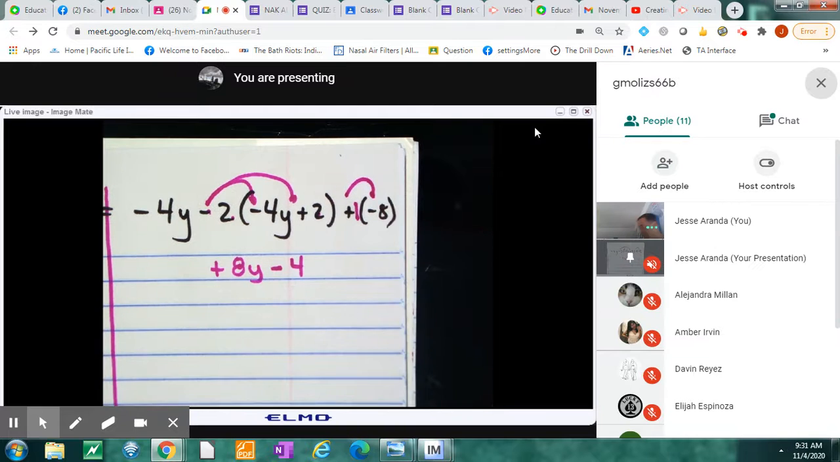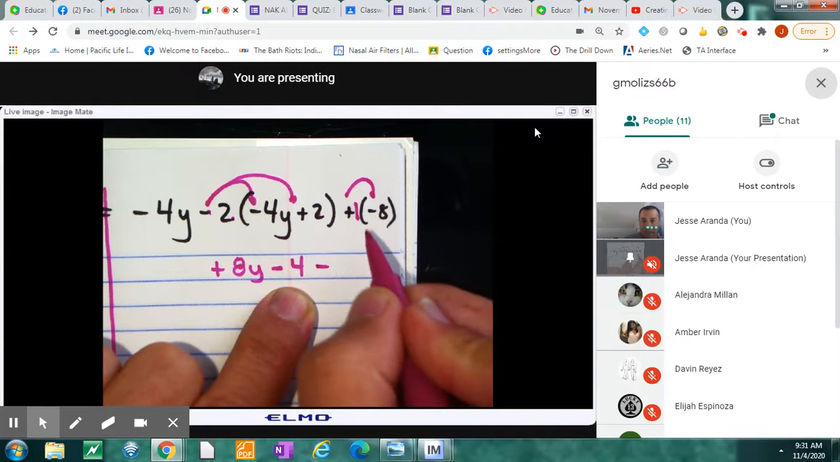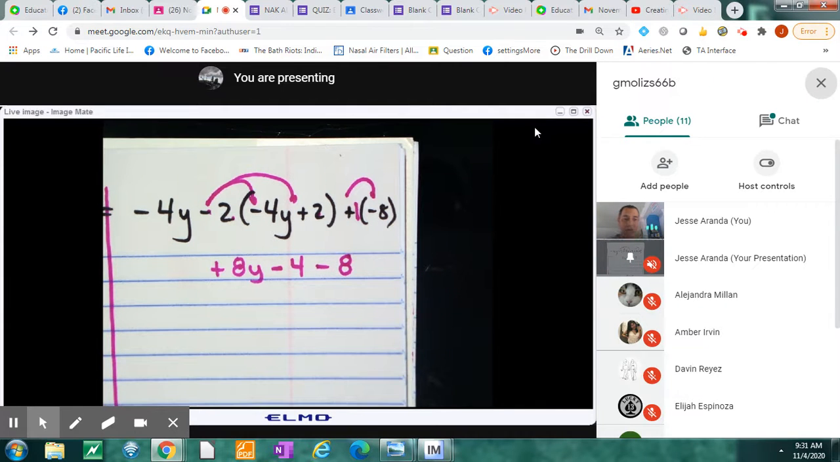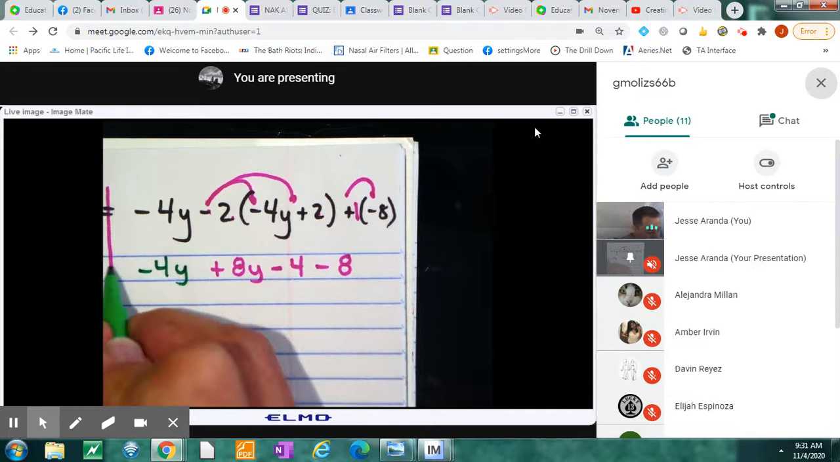I could go ahead and multiply again, right? Hold on. So positive times negative is negative, and 1 times 8 is 8. See that? So, Davin, what happens to the negative 4y? Yeah, drops down. I was going to say drops. And then I'm going to put the equal there.